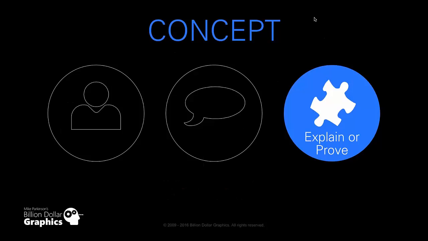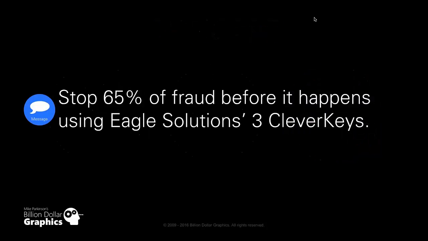So the next thing is, after we know our audience and we know our message, then we have to explain or prove. So let's take a look at our current message. Stop 65% of fraud before it happens using Eagle Solutions' 3 clever keys.